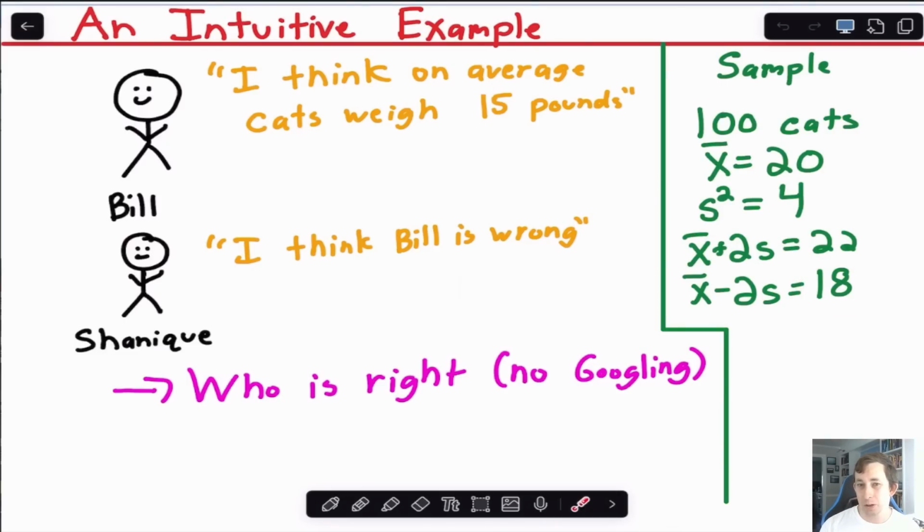And so again, we're trying to use this to think about who is right or not. And we're not allowed to Google and figure out what the actual average weight of cats is, because oftentimes when we're doing this hypothesis testing, we don't actually know what the true answer is. So by not Googling, we're basically saying we can't know what the true answer is. We're just trying to figure out who's right or not based on this sample of 100 cats.